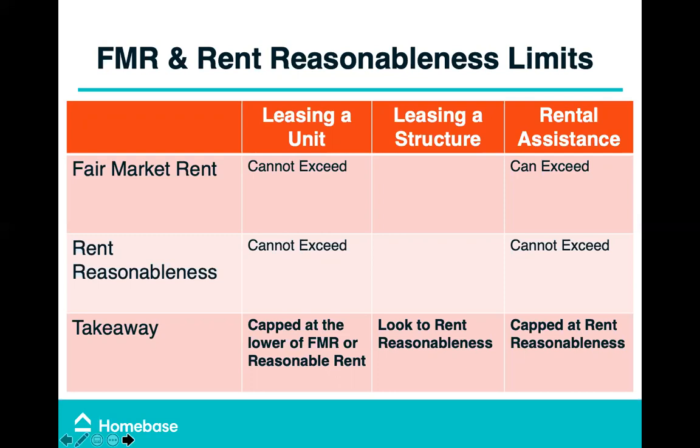Conversely, in a rental assistance project, the rent can exceed FMR. It just can't exceed rent reasonableness. So the amount the project can spend from its CoC rental assistance budget can go up to rent reasonableness. However, unlike leasing programs, which can use non-CoC funds to cover the balance, rental assistance programs are prohibited from subsidizing units that exceed rent reasonableness.